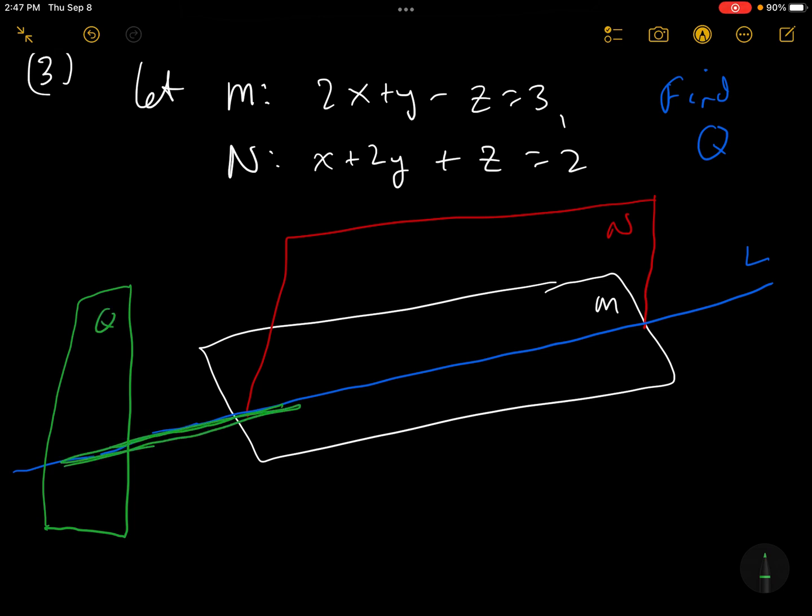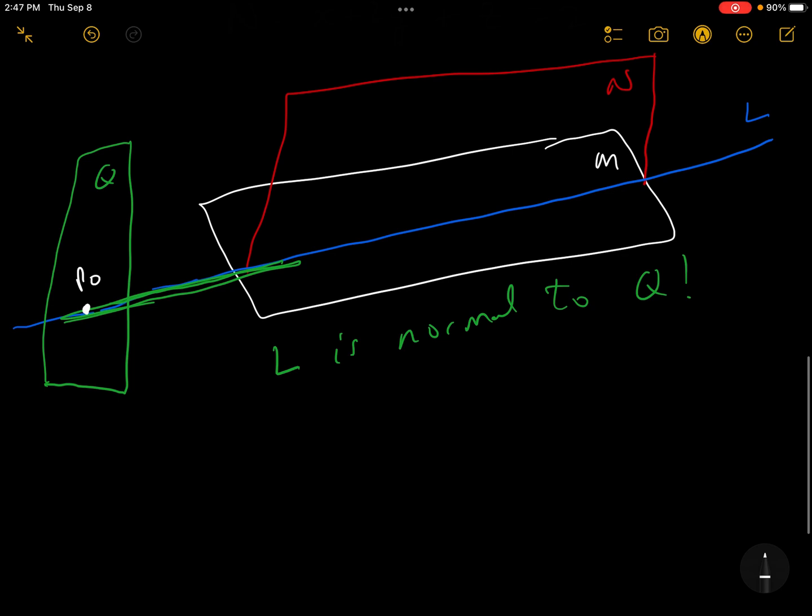So here's the plane Q. It's perpendicular to this line of intersection. So that means L is normal to Q. That's the key here, right? So the line of intersection of M and N is normal to Q. And we also have that this point here, P naught, is in Q. So once again, we want to find the normal to Q. I'm going to call that N, and it's parallel to L.